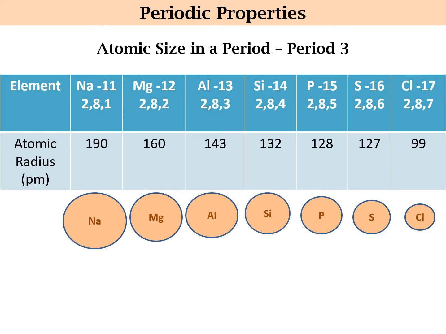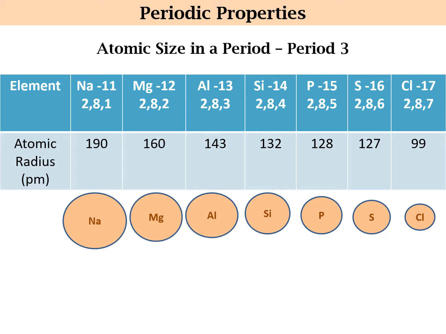The table even tells you about the atomic numbers 11, 12, 13, 14, 15, 16 and 17, which is followed by their electronic configuration. That is, sodium has electronic configuration 2, 8, 1, magnesium 2, 8, 2, aluminium 2, 8, 3, etc. In the next row you can see atomic radius, which is given in picometers. For sodium 190, magnesium 160, aluminium 143, silicon 132, phosphorus 128, sulfur 127 and chlorine 99.